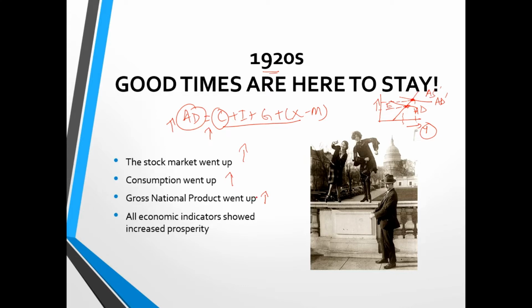But most of the people say that it's a good type of inflation. There are two views, of course. It's good inflation because it is due to the increase in aggregate demand, not due to the increase in AS or the factors of production. All economic indicators showed increased prosperity.